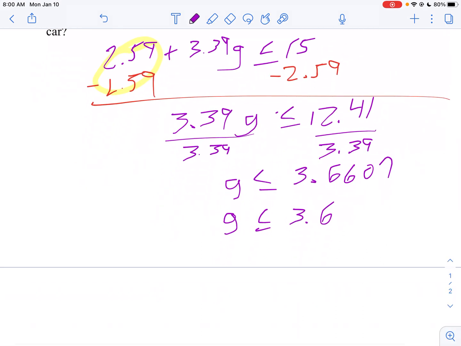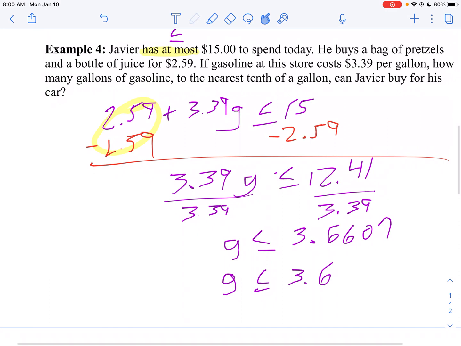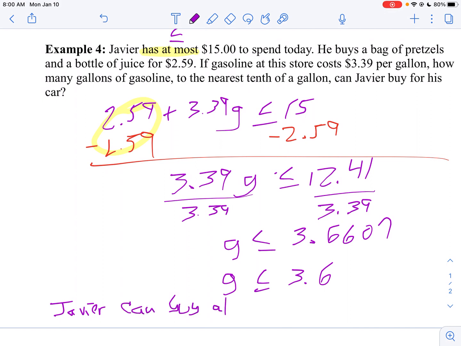So I would say, and since it's a word problem, write it out as a complete sentence. I'd say Javier can buy at most 3.6 gallons of fuel and have enough money.